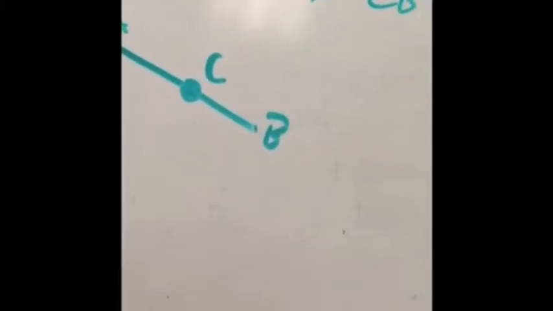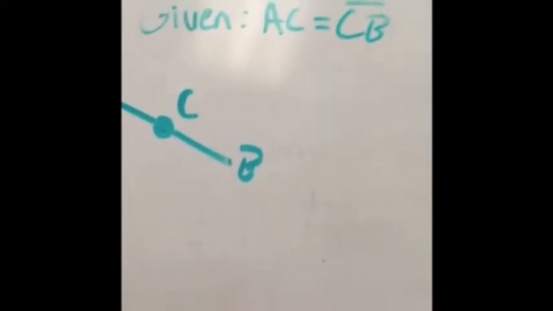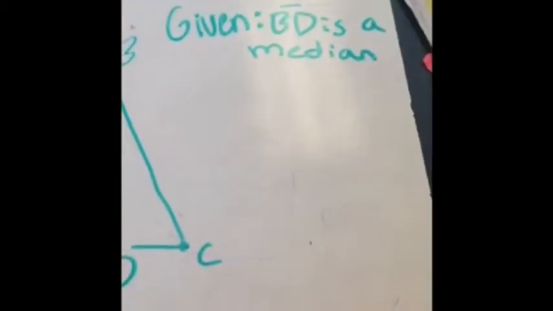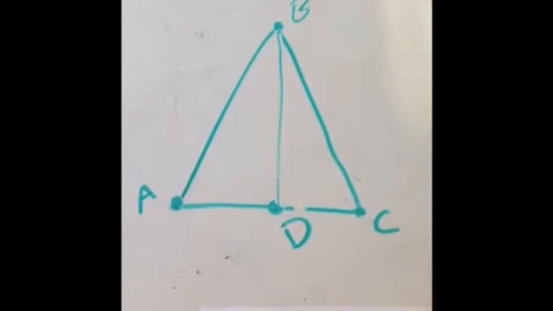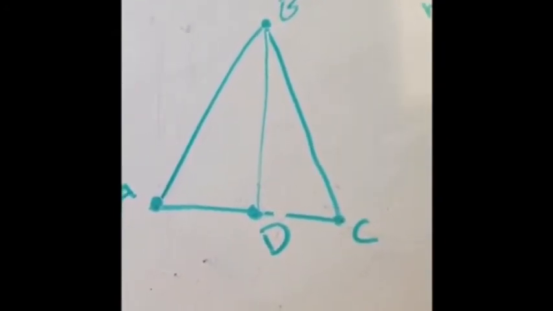Hey, I'm Jake, and we are going to be drawing conclusions. For this problem, one conclusion you can make is that C is the midpoint because the given is AC equals CB. Given is BD is a median, and the conclusion is AD is congruent to CD.